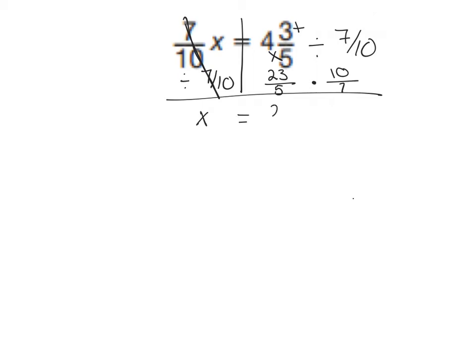Remember, if we change the division to multiplication, we have to change our fraction. So this will give me 230, 23 times 10, and then 5 times 7 is 35. But we cannot leave our answer that way. We need to simplify it. So you will go in there, it will go in there 6 times.